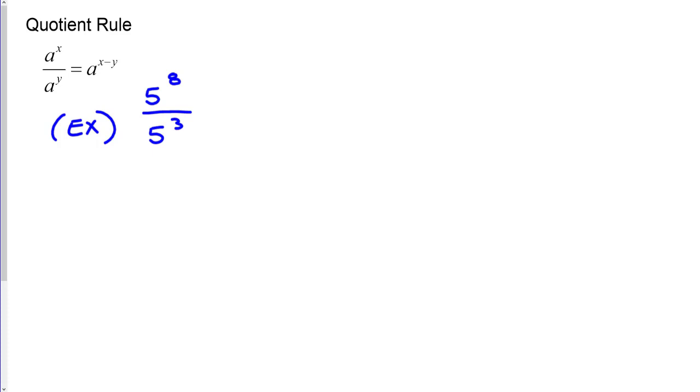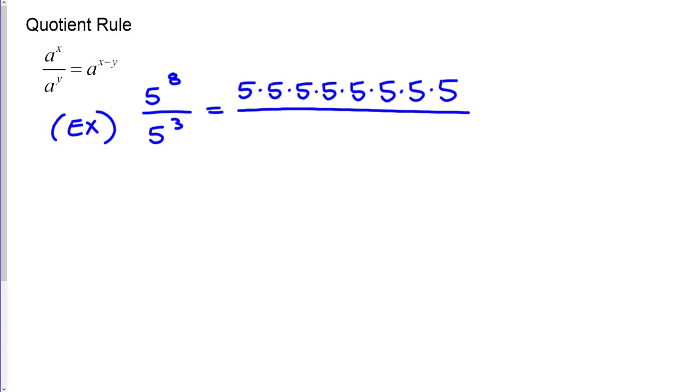So this would mean, according to the quotient rule, that I would subtract these exponents. But why? Well, the reason is, if I write out what 5 to the 8th means, that's 1, 2, 3, 4, 5, 6, 7, 8, great, divided by 5 to the 3rd. So I end up with a lot of shared factors in the numerator and the denominator.